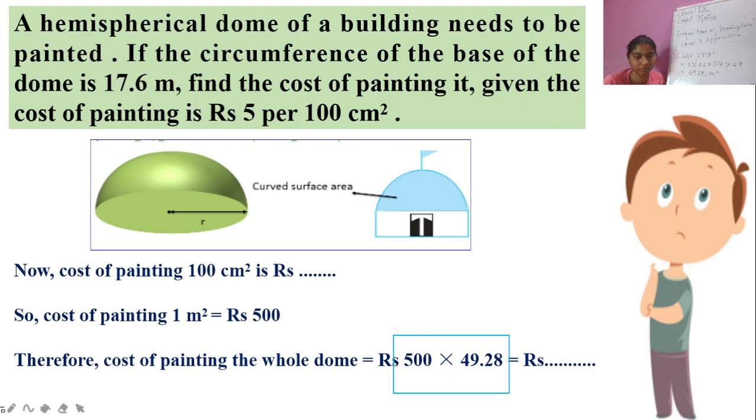So write down your answer in the comment box and tell me. Yes, so please cross check. Is it 24,640 rupees? Okay, so this much cost is required to paint this hemispherical dome of a building.